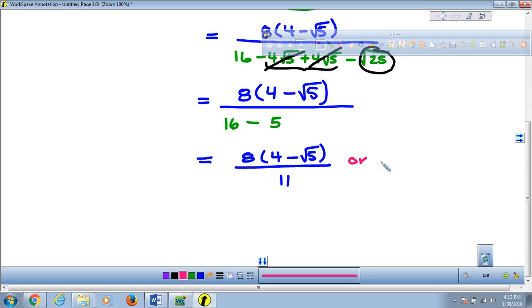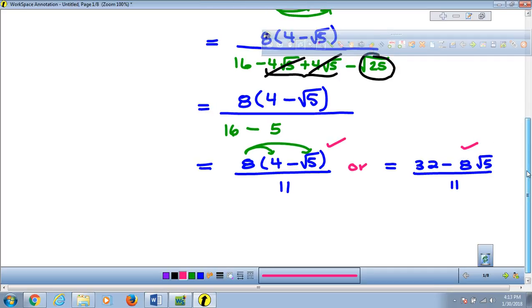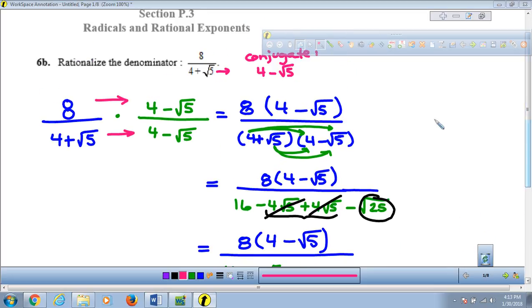So either we leave the answer as you see it, or we could rewrite it as distributing the 4. 8 times 4 is 32 minus 8 square root of 5 over 11. So both are correct answers, either this way or this way. You want to distribute or you don't need to distribute. Okay? That would be the answer for this.